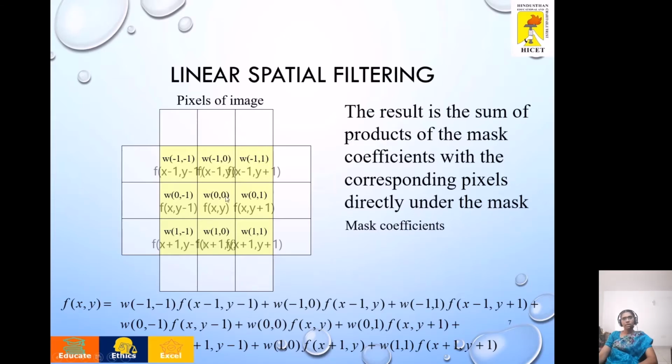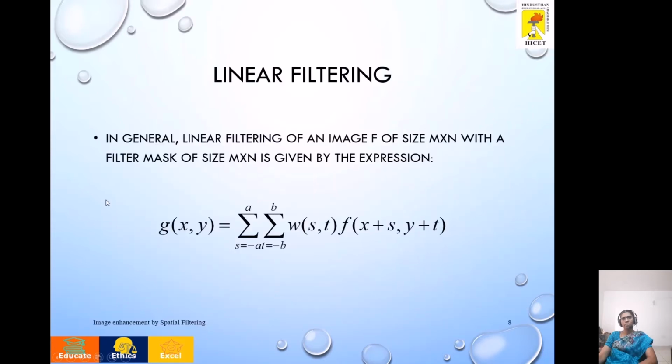After finding the response here, you have to slide the mask to the next pixel, making this as f(x, y), and the response is calculated, and this pixel is replaced with the response value. Likewise, the mask is slid over the entire image pixels, the response is calculated, and the image is smoothened. In general, the expression is given by g(x, y) equal to the convolution operation: the weighted coefficient and the pixel value are multiplied, and all those products are summed up.